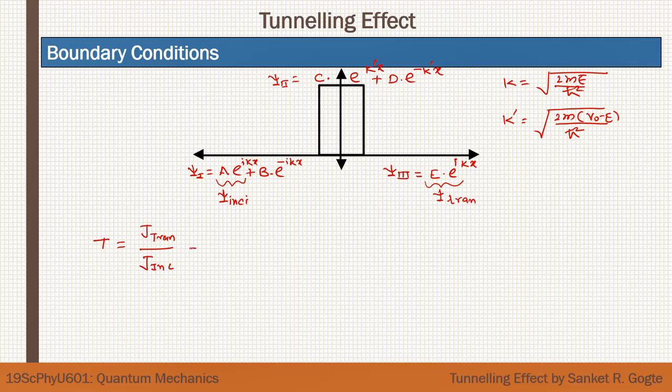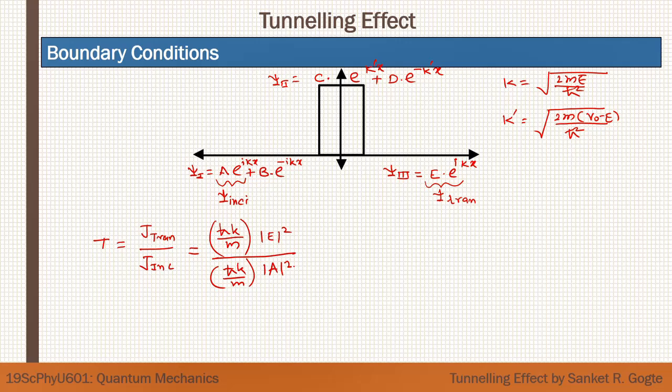And j transmitted can then be calculated as follows. It is h cross k by m into mod e square, divided by h cross k by m into mod a square.